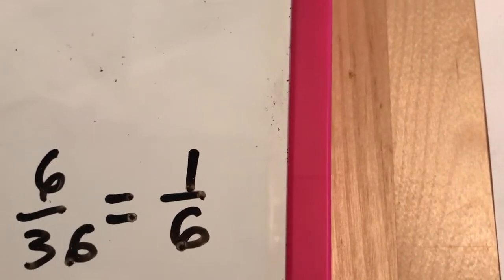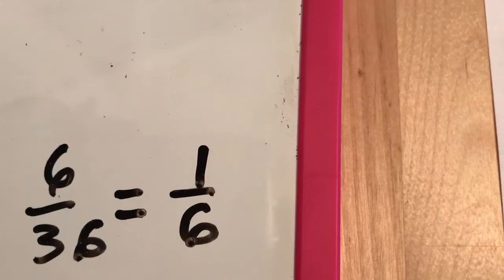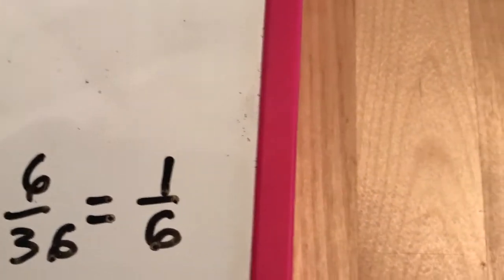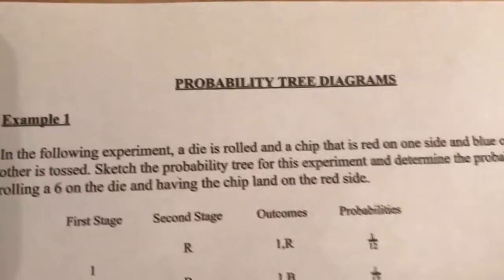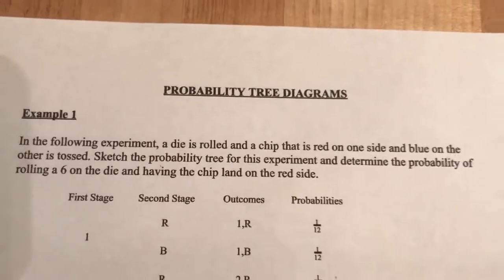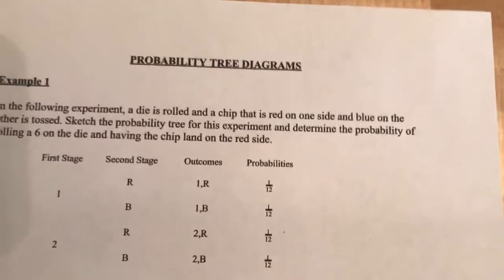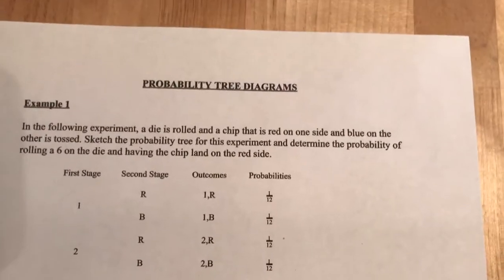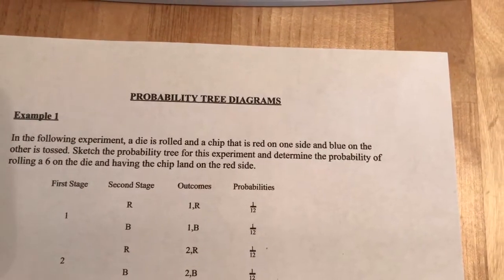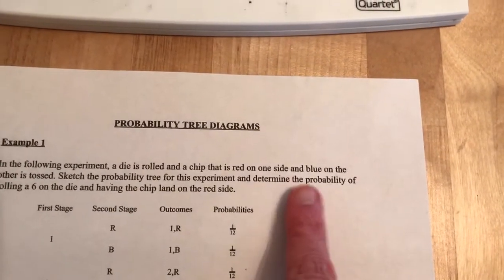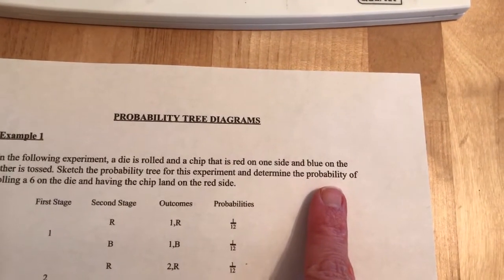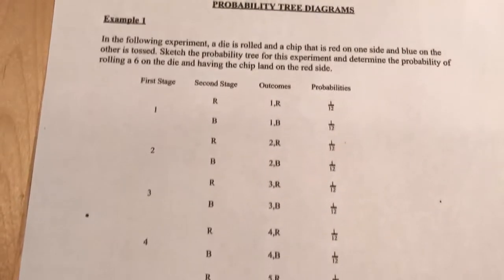So there is another tool for figuring out the sample space called a probability tree diagram. Let's look at one of those. This is page 8 of your handouts. And so in the following experiment, we will roll 1 die and flip a chip that's red on one side and blue on the other. And so this would be our probability tree.